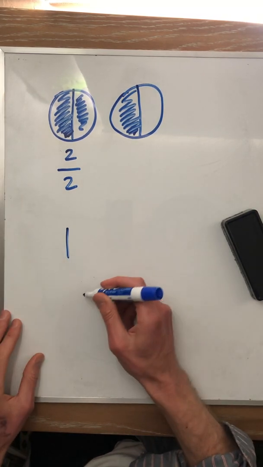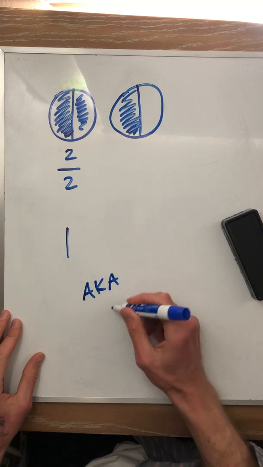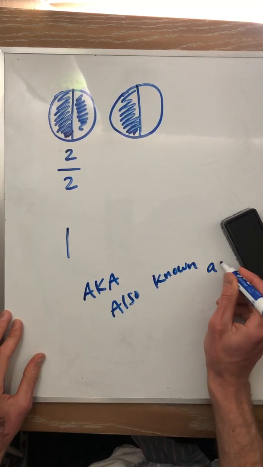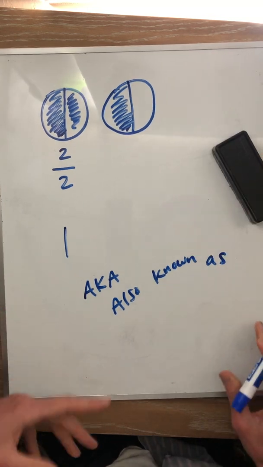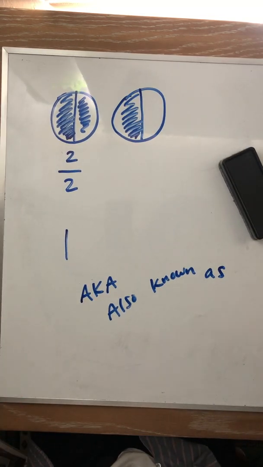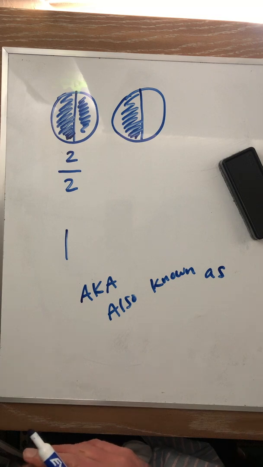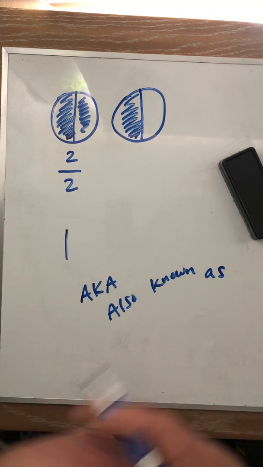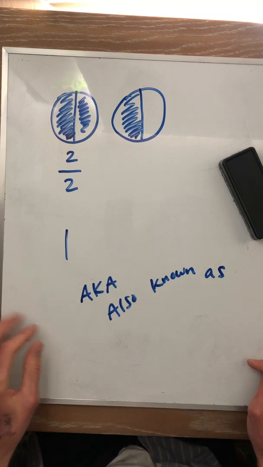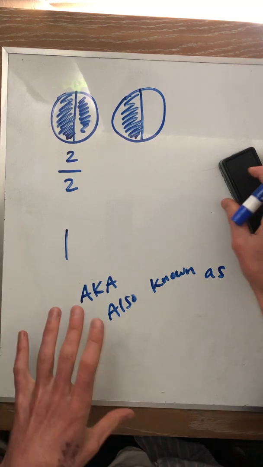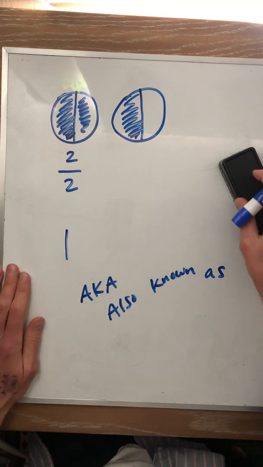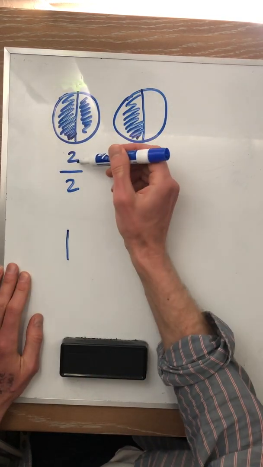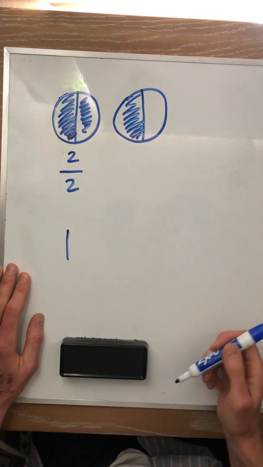It's like the AKA. Do you guys know what that means, AKA? It means also known as. So if you have an AKA, like my name's Daniel, but my AKA is Daniel Rock, or Daniel Magic, whatever. Like a nickname, the AKA, you can also call it this other thing. So you could call it 2 halves, or you could call it 1, either way.